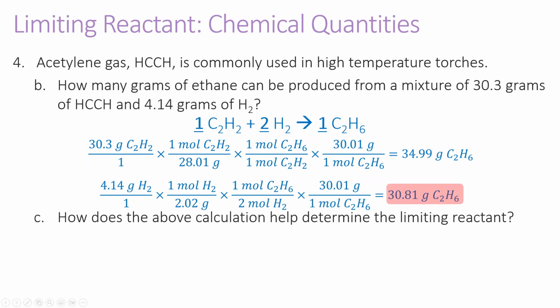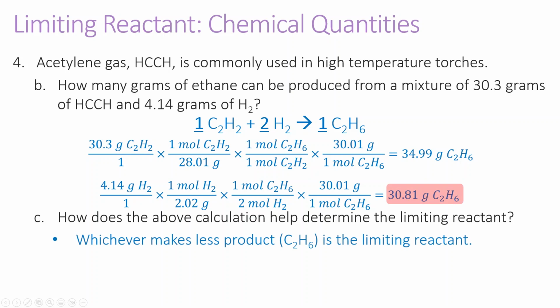is 30.81 grams. After I make 30.81 grams, I'm going to run out of hydrogen. So hydrogen was the limiting reactant in this case. I can't make 34.99 because I'm going to run out of hydrogen before I can use up all of that acetylene gas. So how does this help us figure out our limiting reactant?